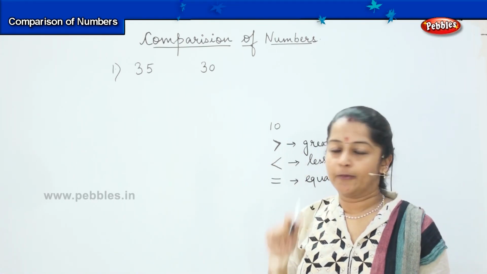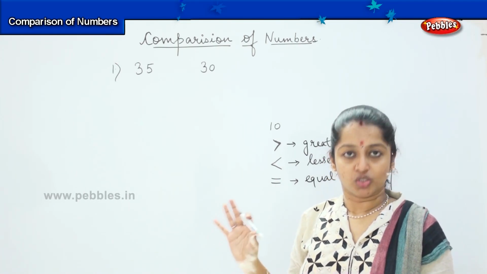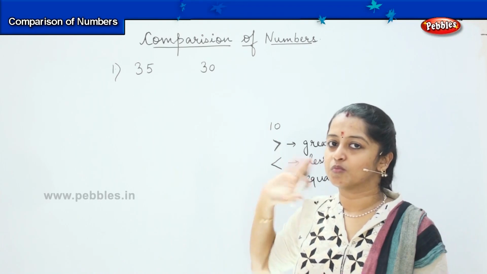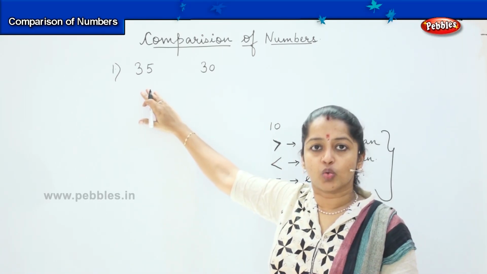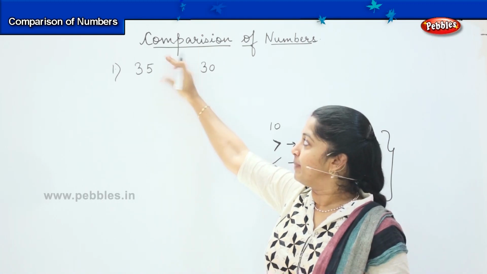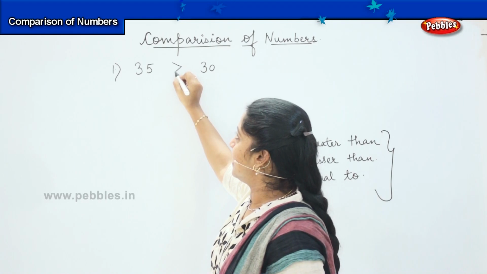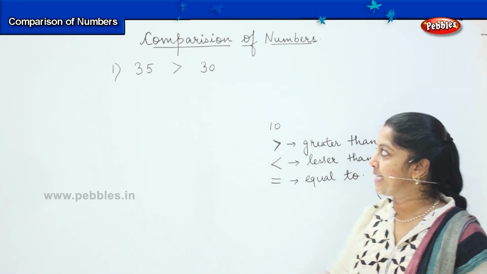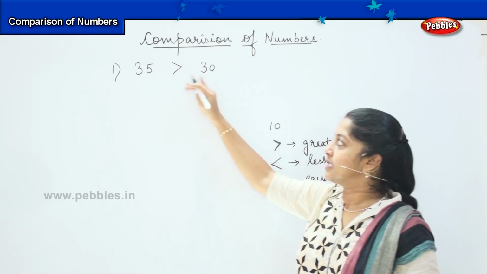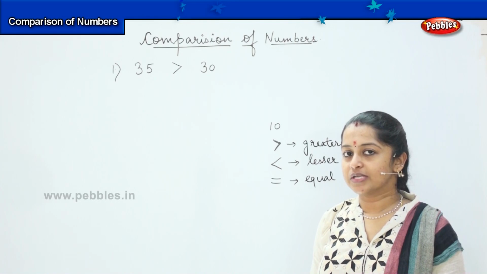So if you remember, I said the crocodile always likes to eat the bigger numbers, right? It doesn't like the smaller ones. It doesn't eat the smaller ones. It only attacks the bigger one. So what are we going to do? Where will we place the mouth of the crocodile? Like this. So in other words, we can say 35 is greater than 30. Understood? Shall we do some more?